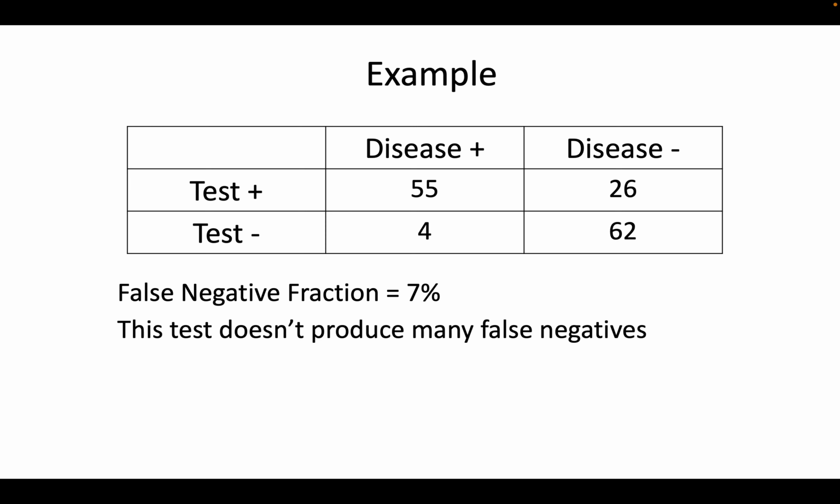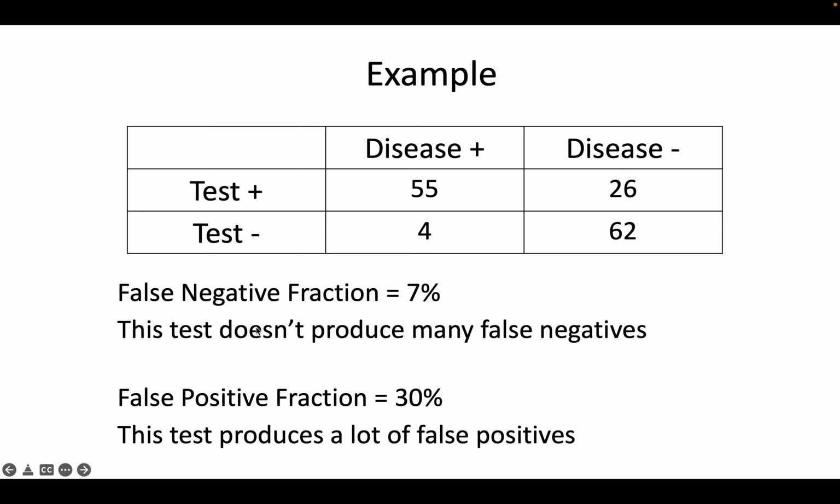With a false negative fraction of 7%, the test isn't producing that many false negatives. And that is because it has a high sensitivity, and its false positive fraction is 30%, and this means that it is producing a lot of false positives, and that's because it doesn't have great specificity.